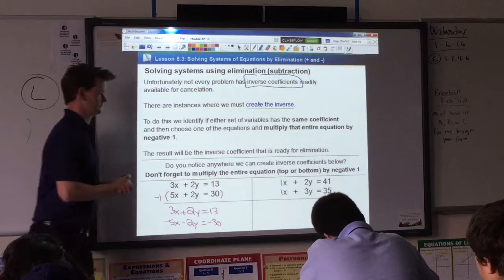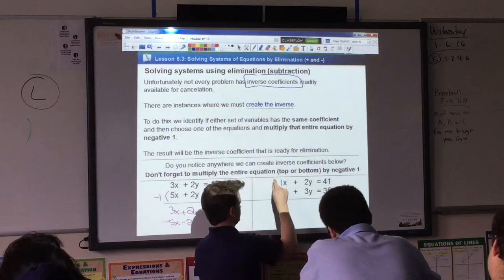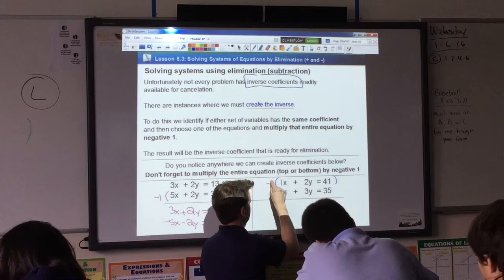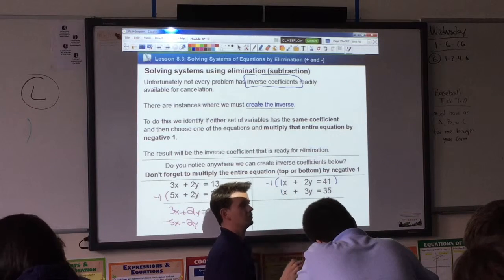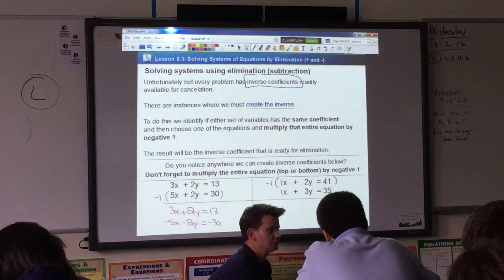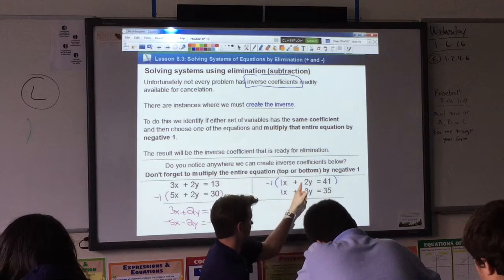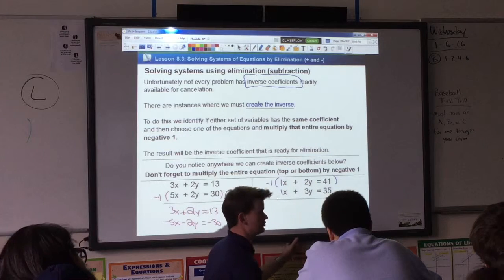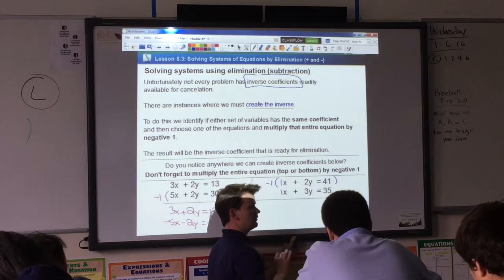1x plus 2y equals 40. Okay, so he's doing the top one. Doesn't matter which one. Whichever one looks easier for you, pick it. The most important thing is don't just multiply that x term by negative 1. Remember, it's every single term in that equation. If you don't do every single term, everything you do will be wrong.